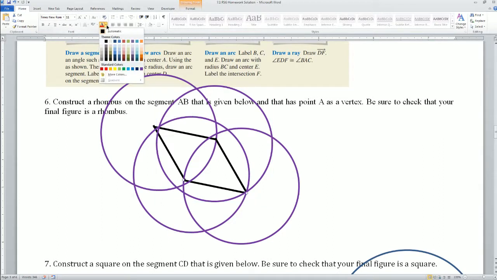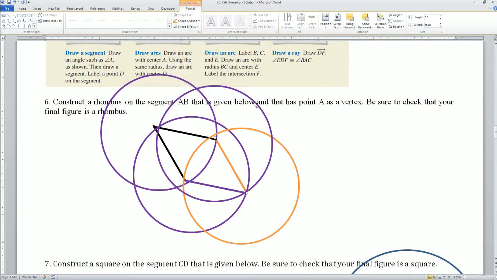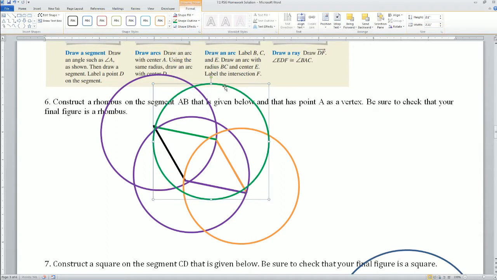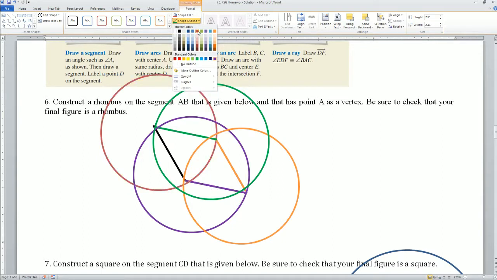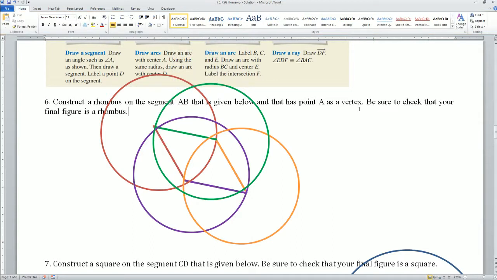So that was going to be the original purple. That's gonna be the original purple. This one I could make that orange. That's for this orange line. This one could be green, and that is gonna be that radius. Oh, that's a little bit off. Yep. And this one can be red and gives me this radius. Notice how every single circle gives me the radius.